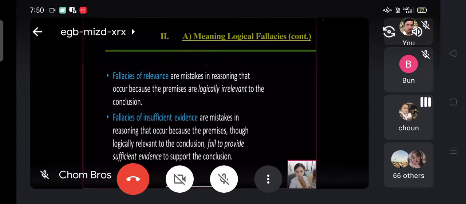The fallacy of relevance is a mistake in the reasoning that occurs because the premises are logically irrelevant to the conclusion. And the fallacy of insufficient evidence is a mistake in the reasoning that occurs because the premises are logically relevant to the conclusion, but they fail to provide sufficient evidence to support the conclusion.